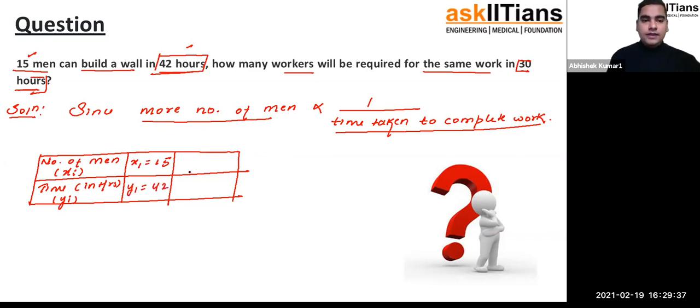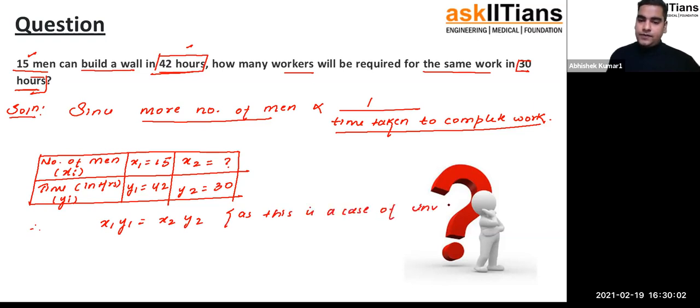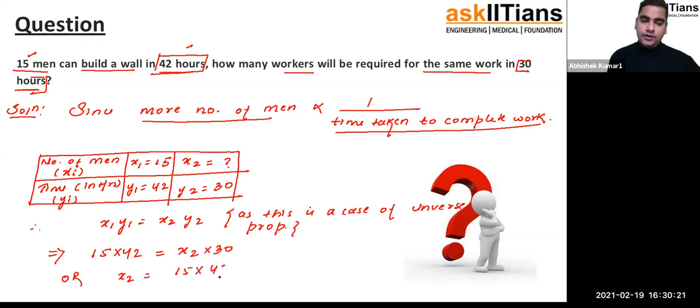They are asking what should be the value of x2 if the time taken is 30 hours. Since this is a problem of inverse proportion, can we say that x1 y1 will be equal to x2 y2? As this is a case of inverse proportion. So if I substitute the values, I will get 15 into 42 equals x2 into 30, or x2 is equal to 15 into 42 upon 30.